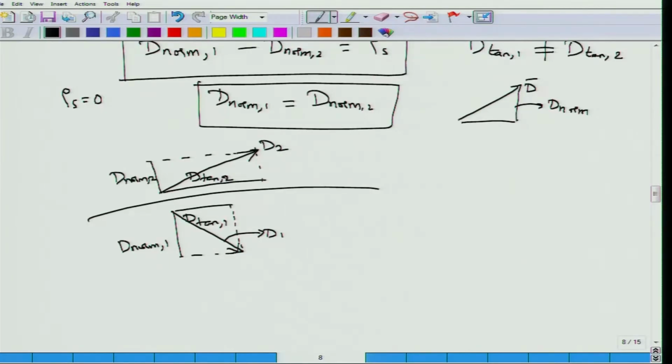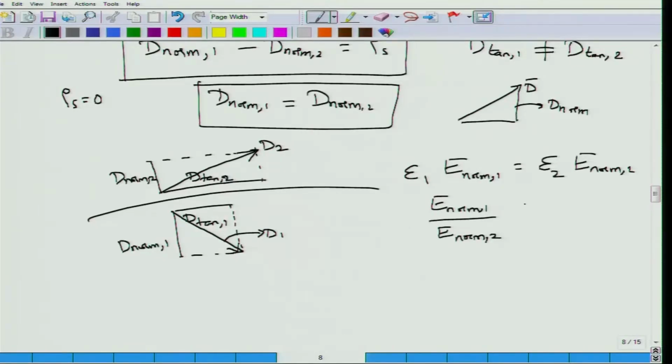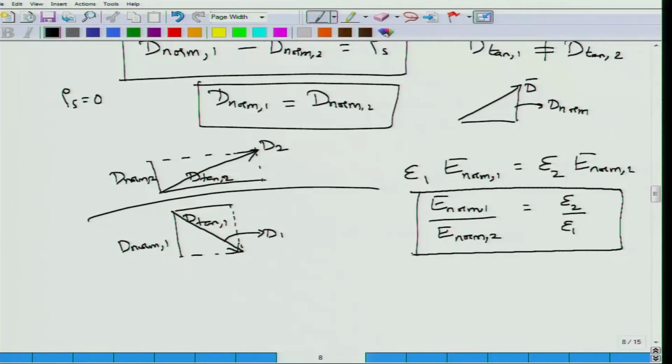Similar thing will happen for electric fields also. Why? Because the normal component of D in medium 1 is equal to the normal component of D in medium 2, but how are D and E related? Via the permittivity condition, right. So this means if E norm 1 denotes the normal electric field in medium 1, times epsilon 1 must be equal to epsilon 2 E norm 2, which means the ratio of the normal electric fields in medium 1 and medium 2 must be equal to epsilon 2 by epsilon 1. So I have E norm 1 by E norm 2 is equal to epsilon 2 by epsilon 1.